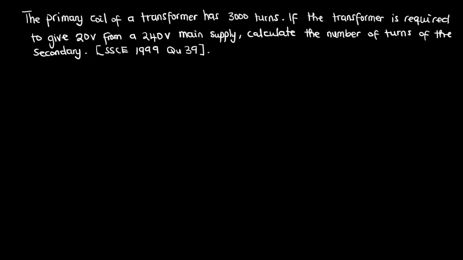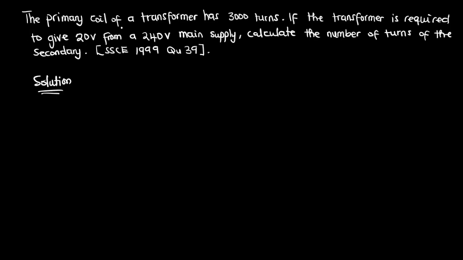So we have here: the primary coil of a transformer has 3000 turns. If the transformer is required to give 20 volts from a 240 volt mains supply, we have to calculate the number of turns of the secondary coil. So this is the SSC 1999 question number 39. All right, so let's write down the solution to this problem.